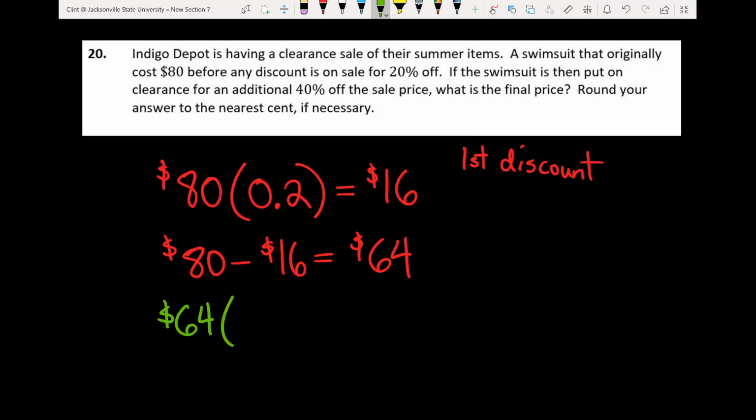And how much of a discount are we getting? We're getting a 40% discount. So we're going to multiply by 0.4. That's 40% as a decimal. 64 times 0.4 equals $25.60. That's our second discount.